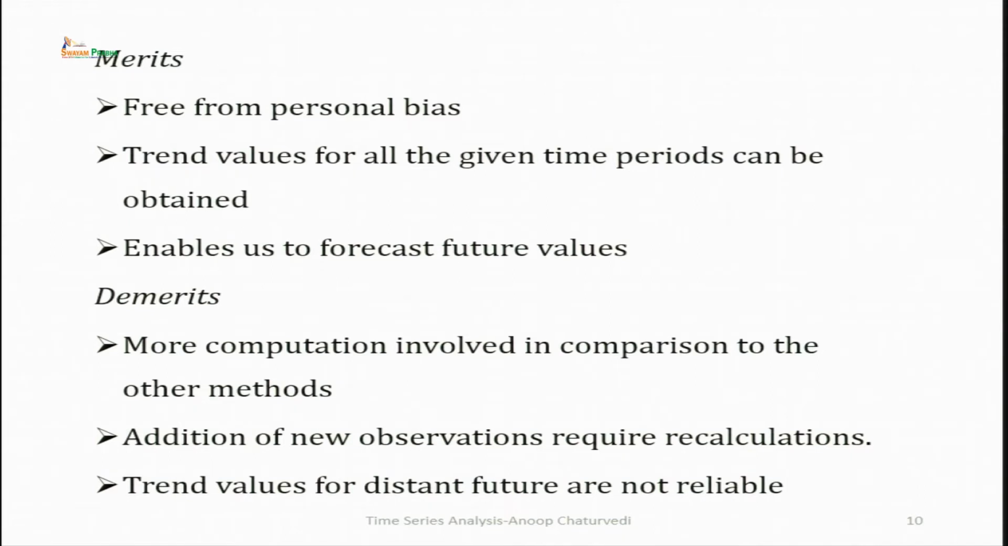There are some demerits of this method also. More computations are involved in this method in comparison to other methods, but nowadays it is not a big issue. You can easily do computations using any standard statistical software. Then addition of new observations always requires recalculation. You have to recalculate the trend values or estimates of A and B whenever you get some additional observations.